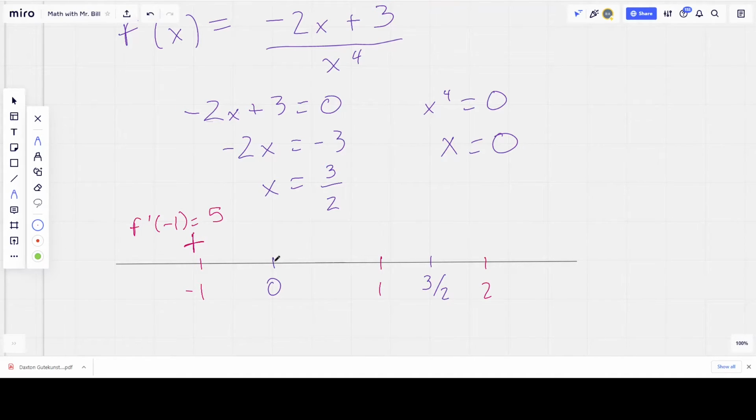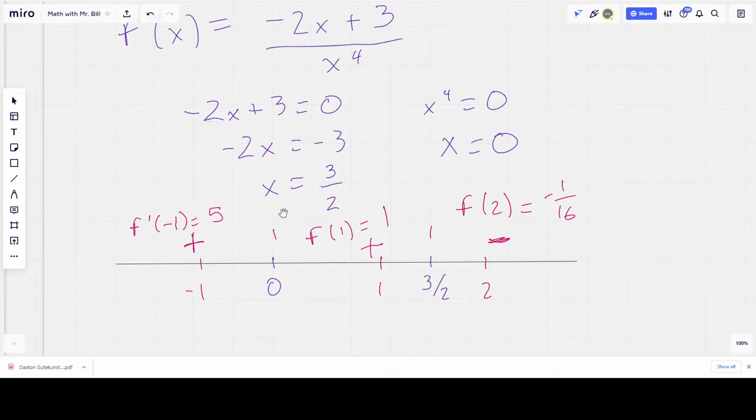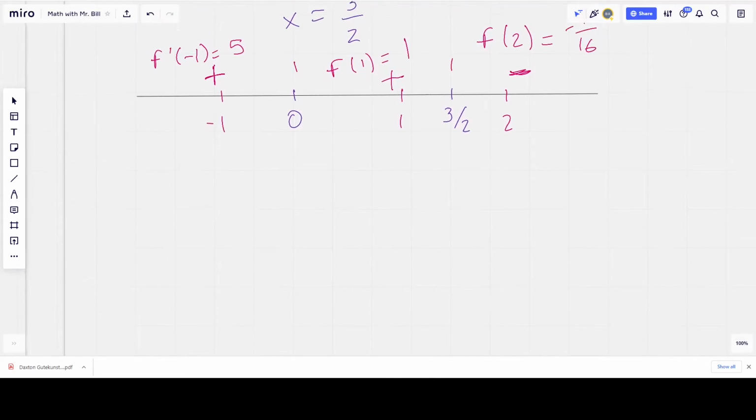So now let's look at the region between 0 and 3 halves. Let's plug in 1. So f prime of 1 is equal to negative 2 times 1, which is negative 2, plus 3 is 1, all over 1 to the 4th, which is 1. And so again, that section from 0 to 3/2 is positive. And let's plug in 2 for our last section. So we get negative 2 times 2, which is negative 4, plus 3 is negative 1, all over 2 to the 4th, which is 16. So it's negative 1/16. So this is negative right here. So the region from 3/2 onwards is going to have a negative derivative.